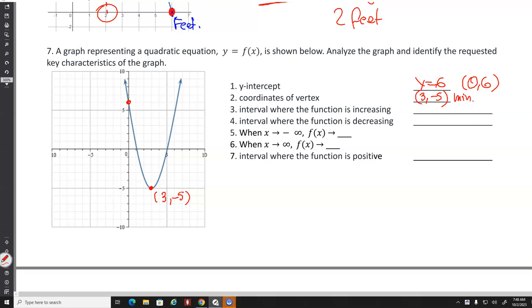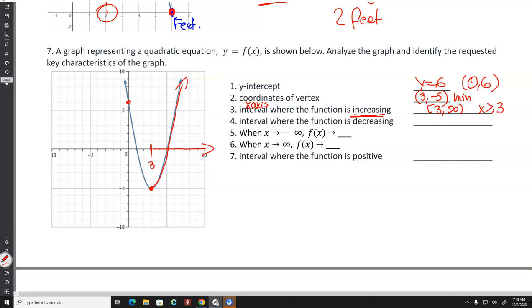Interval where the function is increasing. Interval means x-axis. So where is the function increasing? It is increasing from this point right here, from your vertex, which is 3, all the way to the right toward positive infinity. So we include the point 3, and then we go toward positive infinity. We can also write all the x's that are greater than or equal to 3.